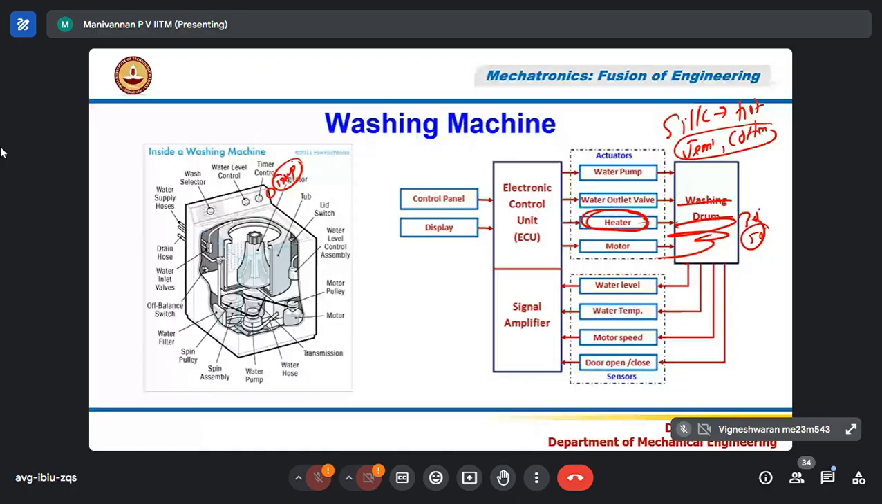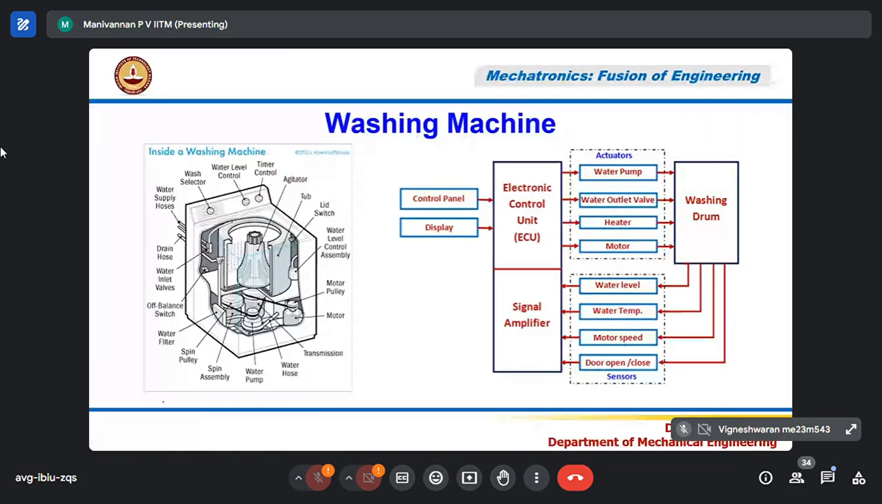There will be options I can select. If I select hot washing, then I select the temperature: 50 degrees, 60 degrees, 40 degrees, or 70, something around that. Beyond that, it generates no result. So I can select that.